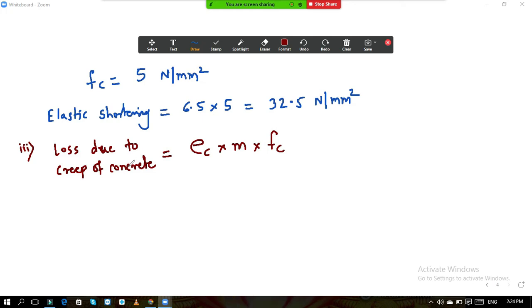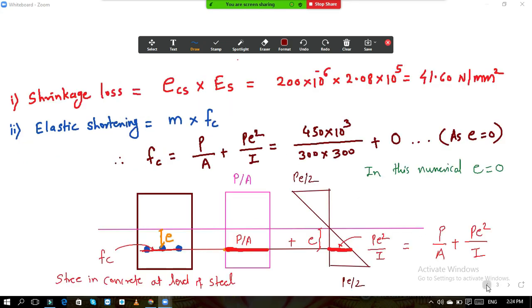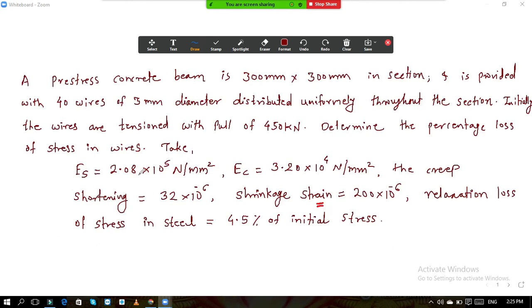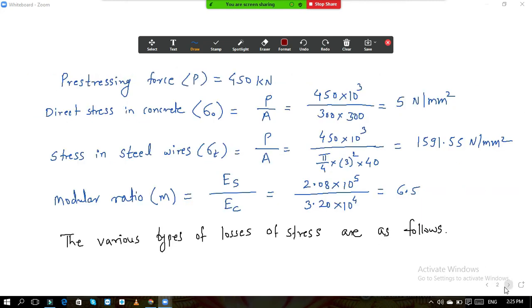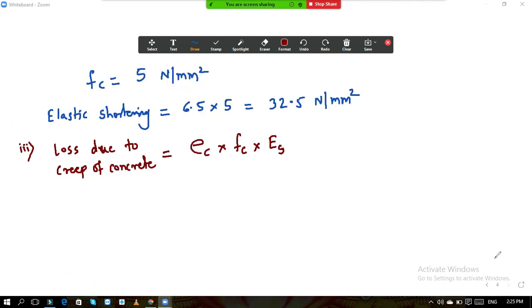Okay, m into ec. Sorry, here it is fc into ec. Okay, es. Here the value of es is given as 2.08 into 10 raised to minus 5. Okay. So now just use this formula, just remember the formulas.